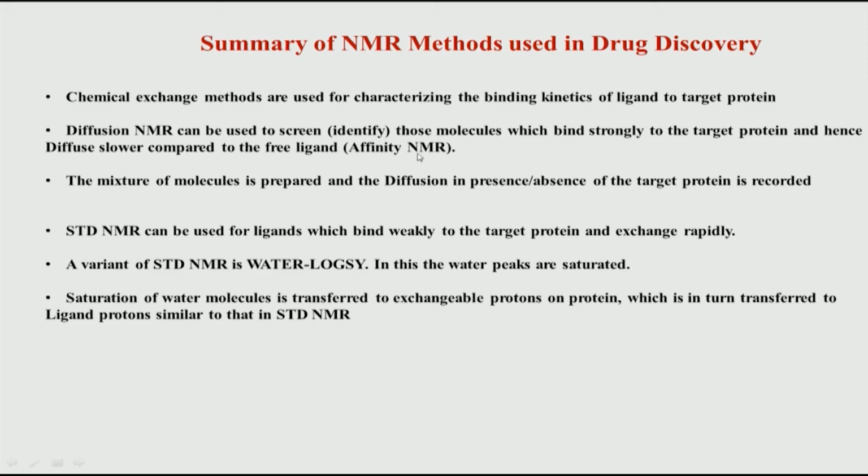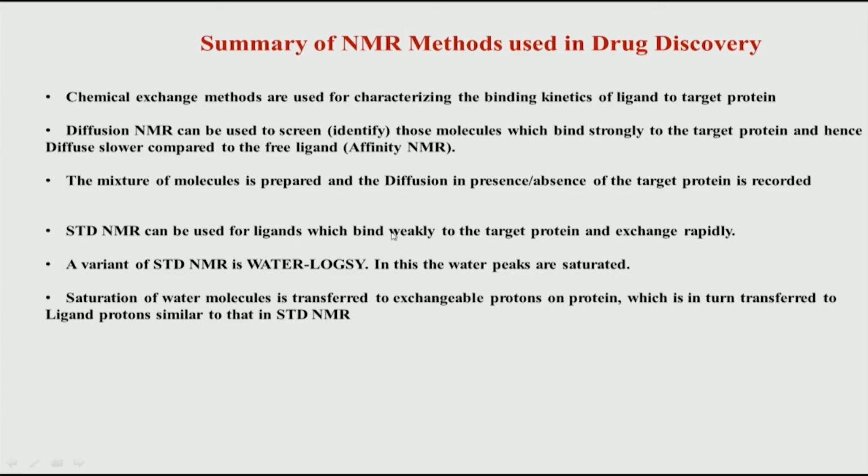So, that is what I said, we use the word affinity NMR. This is being used in the literature. The mixture of molecules: how do you do that? Again, as we saw in STD NMR, you prepare a mixture and then you can figure out which molecules are diffusing slowly in the presence or absence of the protein. So, in the presence of protein, if the molecule changes its diffusion, it means it is binding to the protein.